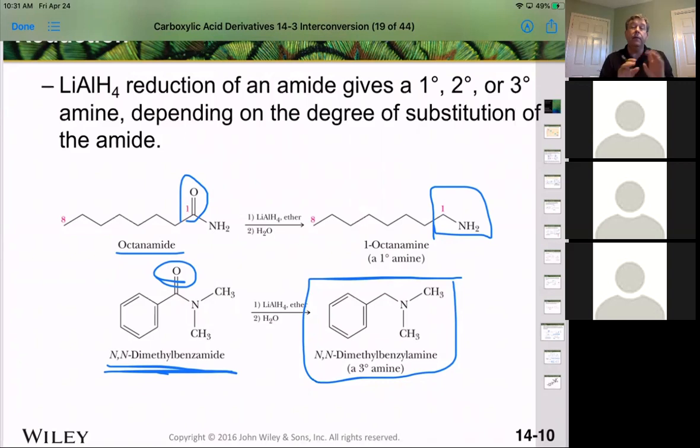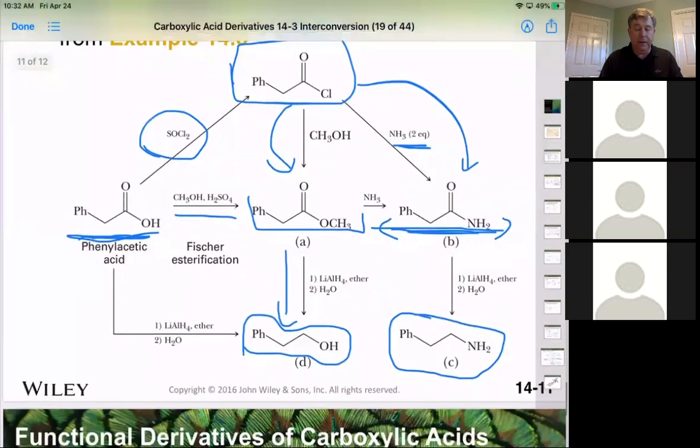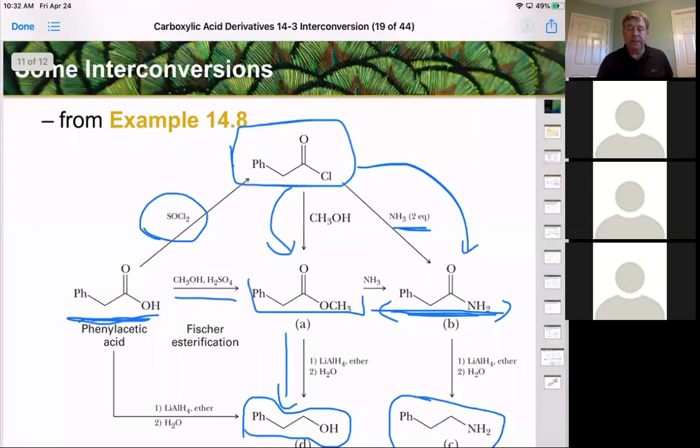This way, if you make a secondary amide, you can make a secondary amine out of it. So it's a really subtle little trick that you can use as a chemist to get exactly the structure you want. All right, so that brings us to this slide here.